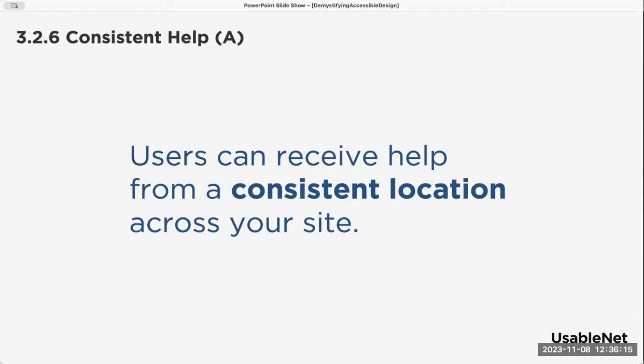So users may be looking for help in many different ways, like searching for a frequently asked question page, links to social media, a contact phone number, or a chat. And so if your site supports any of those methods, then their location must be consistent across the site. And this means the location must be consistent both visually as well as for assistive technologies.